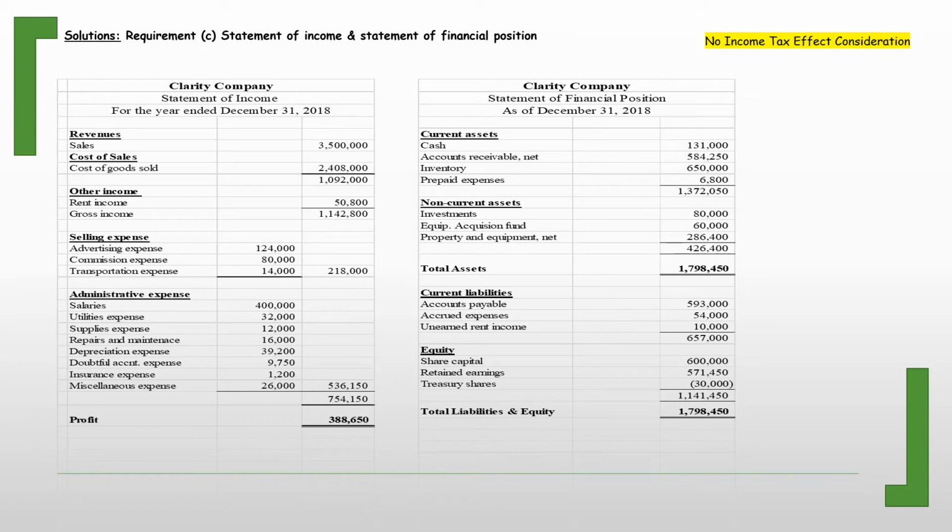The same thing with the property and equipment, which is composed of furniture and miscellaneous, is also presented net of accumulated depreciation. Investment is normally classified as non-current. Yung equipment acquisition fund, classify natin siya as non-current, but kapag yung acquisition will be made within 1 year after the reporting period, then it will be classified as current. Then the profit is closed to retained earnings. Treasury shares is presented as deduction in the equity section.